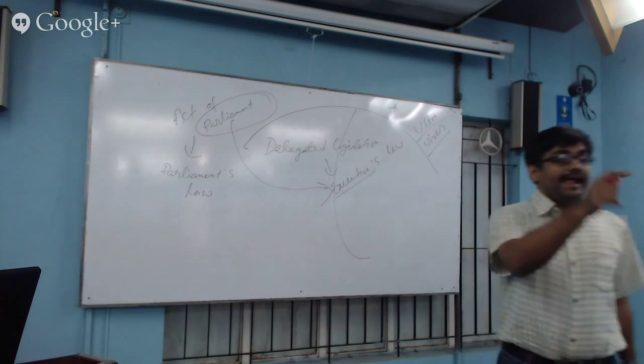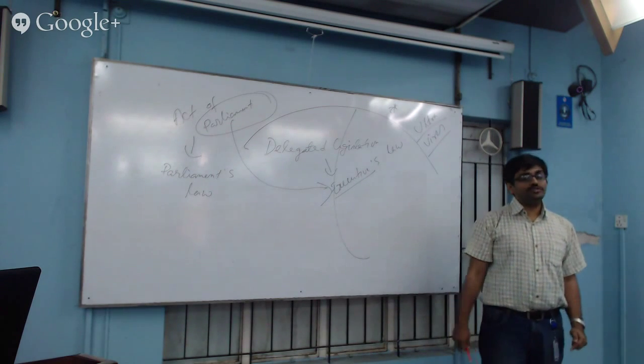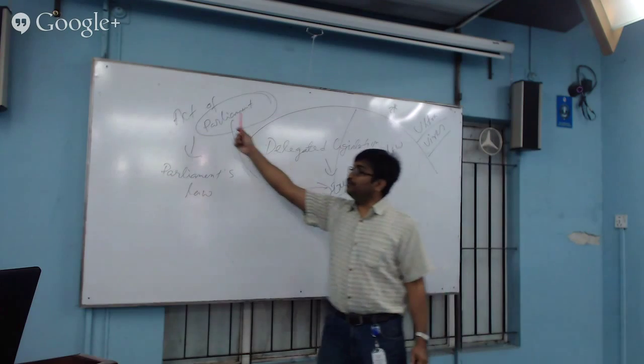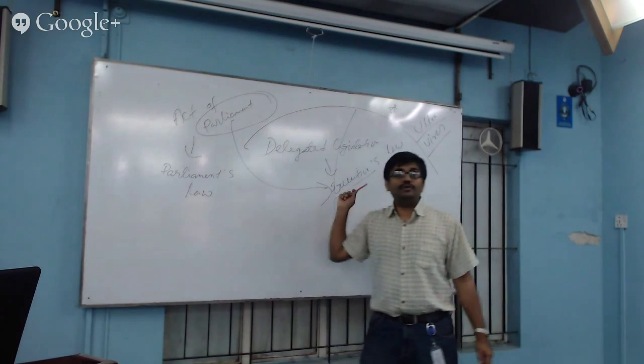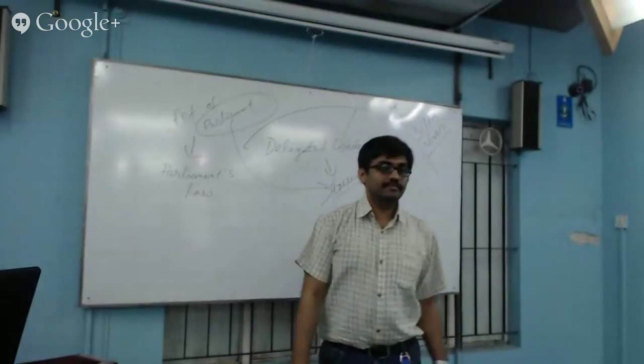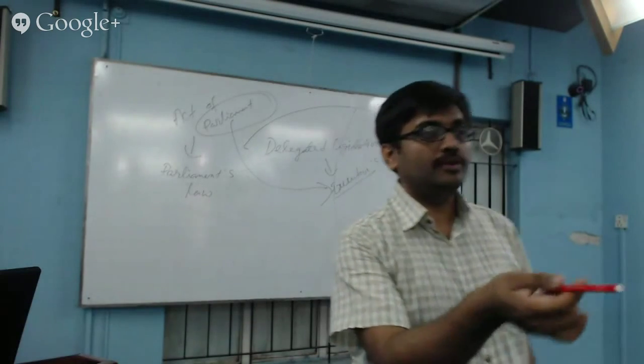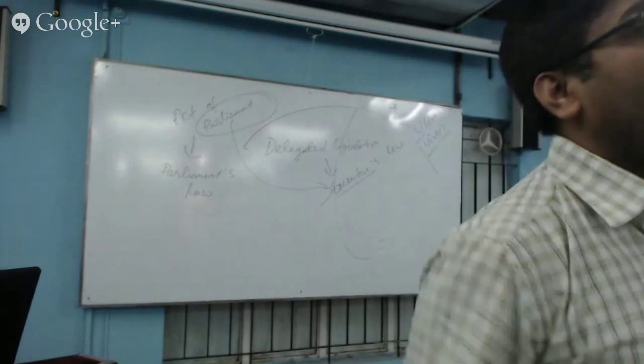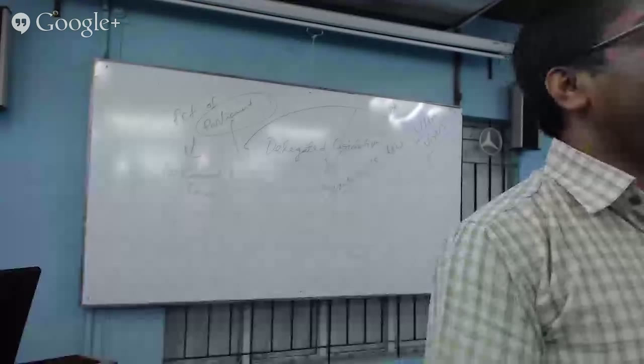Let me ask you a very common sense question. Why would the Parliament delegate its power to the executive? To save time. Whose time? Parliament's time. They have a lot of things to do. And what else would there be?